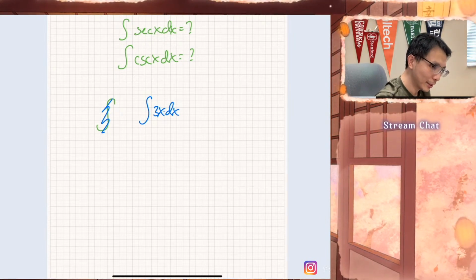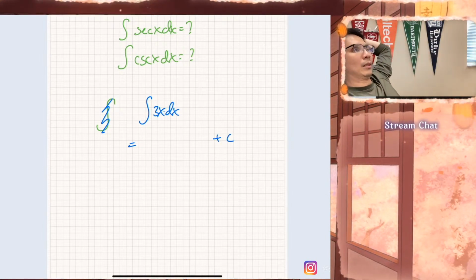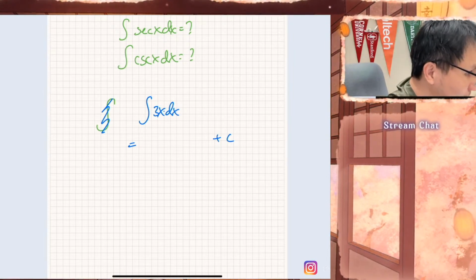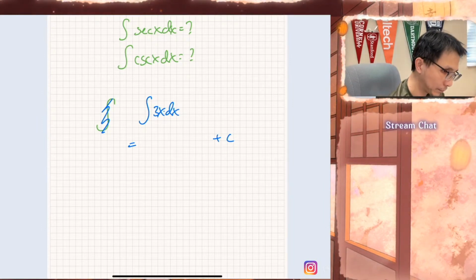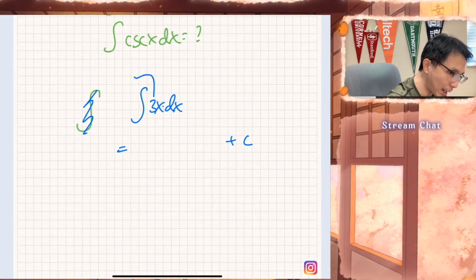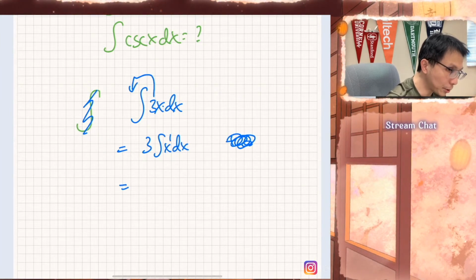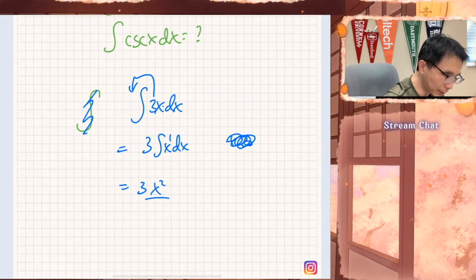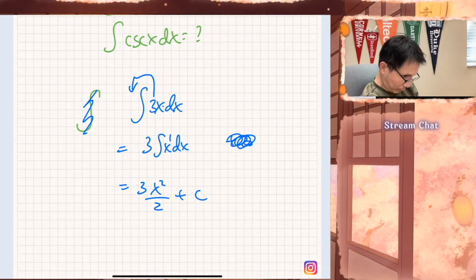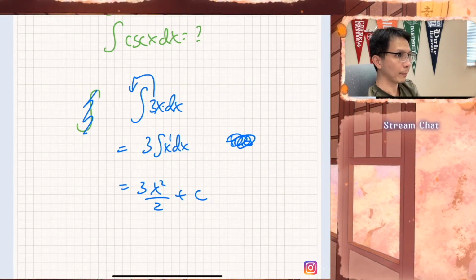Good job. Wait, no, it's something like 1.5. Oh, hold on a second. 1.5 x squared, yep. 1.5 x squared plus c. Well, here's the thing. You can remember this 3 can be outside, right? And that's 3 to the 1, right? So it'd be 3x squared over 2 plus c. So it's 3 divided by 2, which is 1.5. Well, I got it. I just thought about it instead of just doing that.